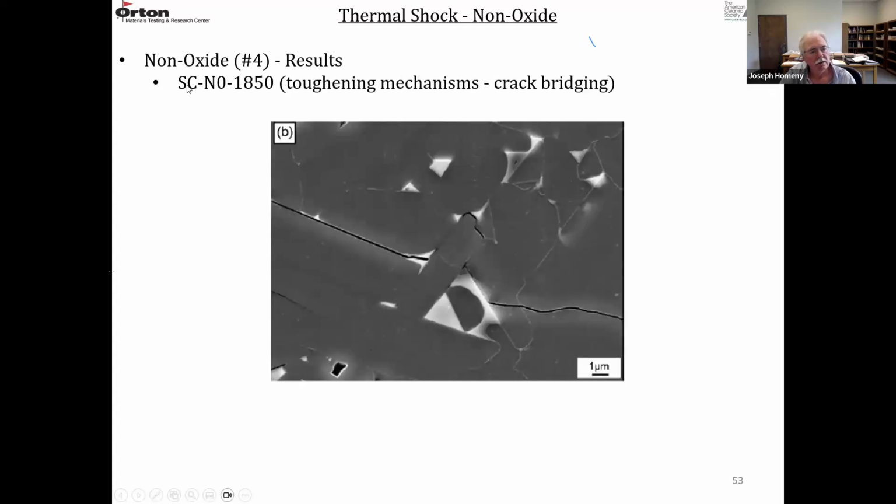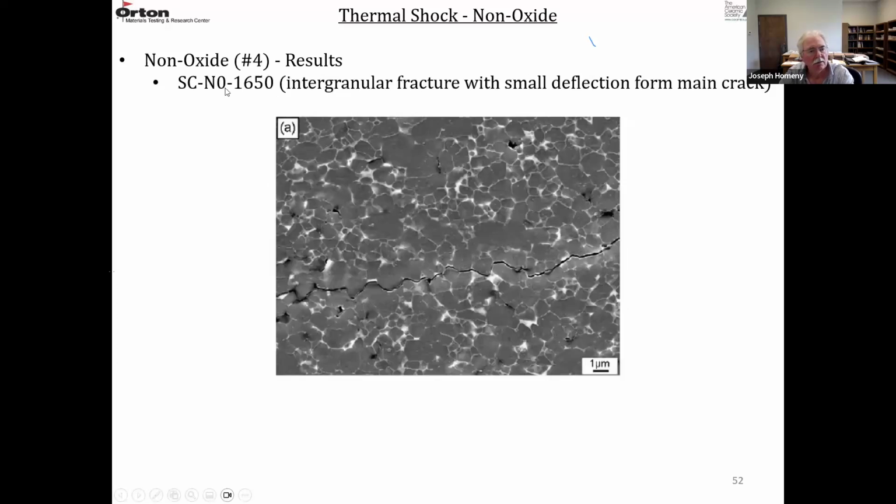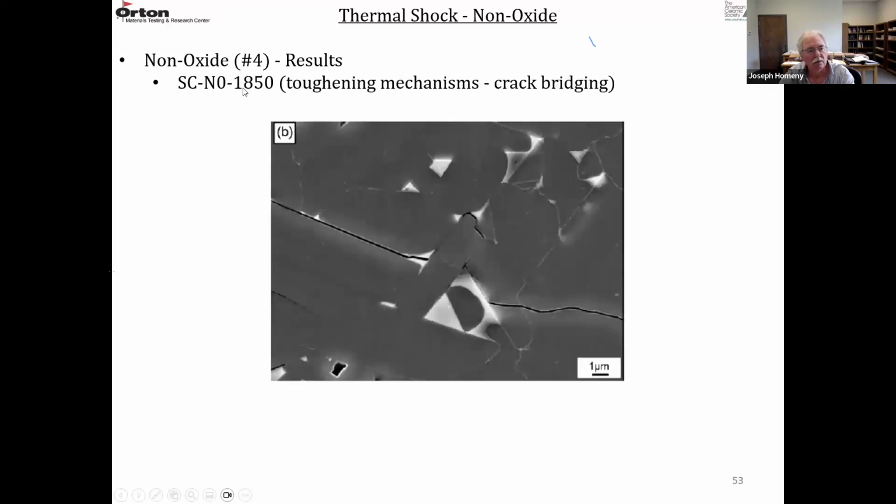This is the same material, SCN0. This is 1650. This is 1850. So this was heat treated at the higher temperature to produce the elongated crystals. And now you can start to see toughening mechanisms being activated. Here's a crack running through the material, but it's bridged by an elongated grain. So there's evidence of crack bridging.